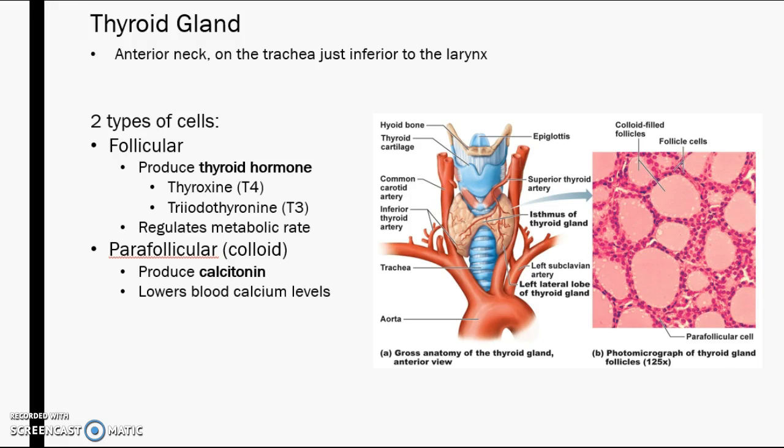There are 2 types of cells here. Follicular cells produce thyroid hormone. Thyroid hormone is really a combination of thyroxine, T4, and triiodothyronine, which is also known as T3. And these hormones, collectively called thyroid hormone, regulate the metabolic rate in the body. And then there are parafollicular cells, or colloid cells, and their role is to produce calcitonin, which has an impact on blood calcium levels. It actually functions in opposition to parathyroid hormone and lowers blood calcium levels.